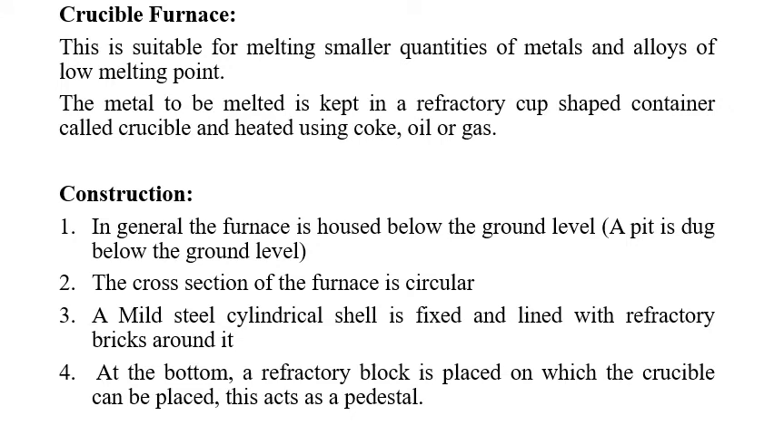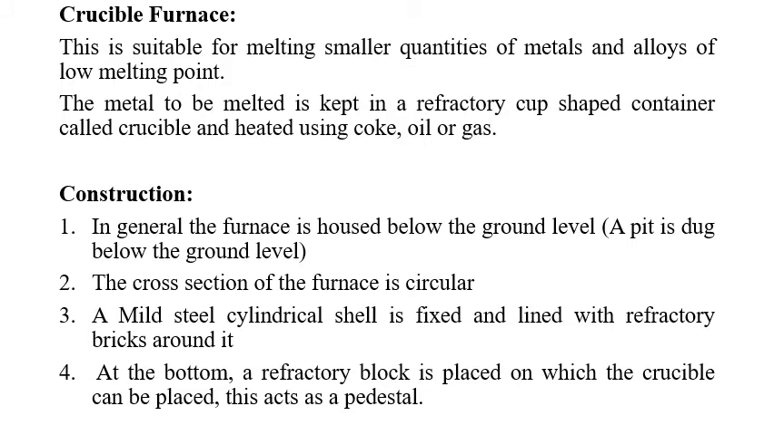This is suitable for melting a small quantity of metal and alloys of low melting point. These two points are very important for the crucible furnace. If a very small quantity of liquid metal is required, on that basis you go for the crucible. The crucible is made of graphite, and it is for low melting points, that means it is suitable for non-ferrous metals and alloys. For example aluminium, which melts at 650 to 700 degrees centigrade.